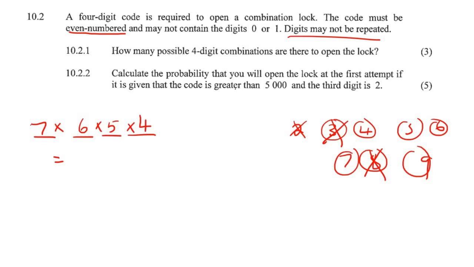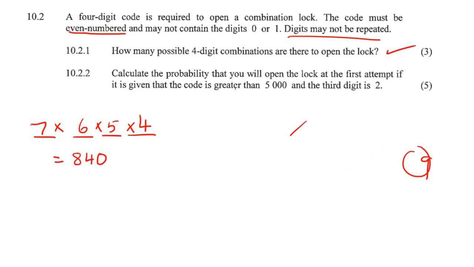Now we're going to move on to question 10.2.2. So let's just quickly see the numbers we have again. 2, 3, 4, 5, 6, 7, 8, and 9. This one says, calculate the probability that you will open the lock at the first attempt if it is given that the code is greater than 5,000. Okay, and the third digit is a 2.